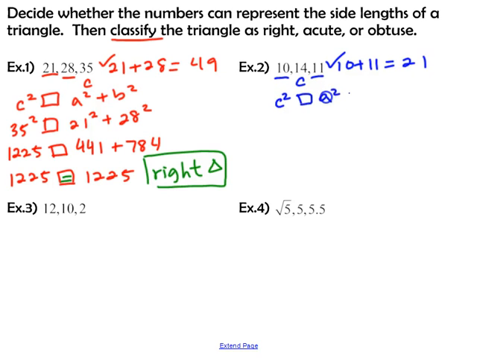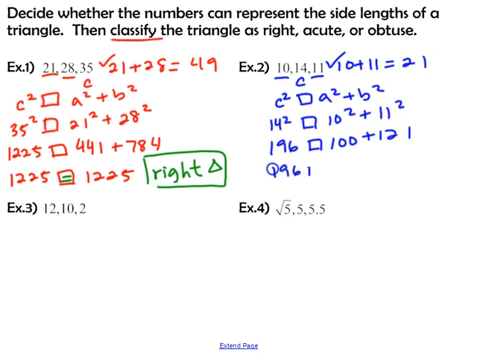C squared, box, A squared plus B squared. So we put 14 squared, box, 10 squared plus 11 squared. So 14 squared is 196, 10 squared is 100, 11 squared is 121. So 196, box, 100 plus 121 is 221. When we compare these two numbers, remember you always want to look at C squared. So C squared is 196. That is smaller than 221. So since C squared is smaller, this is going to be an acute triangle.